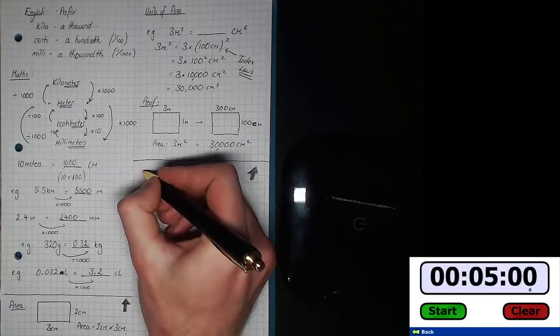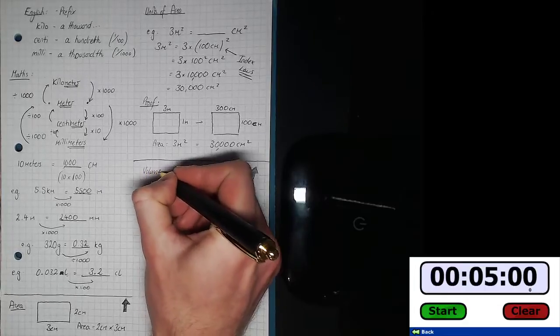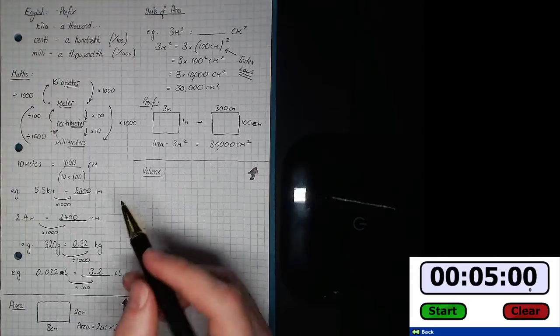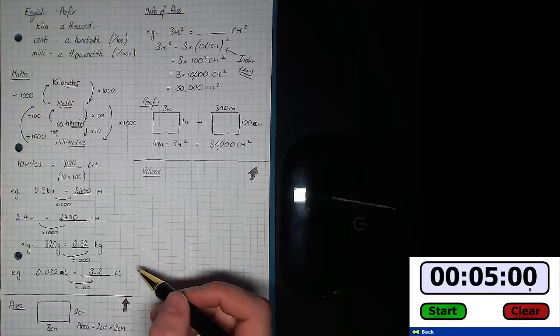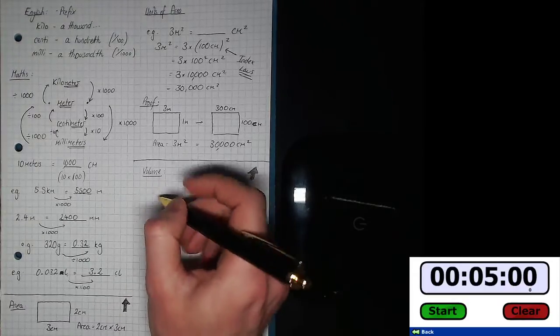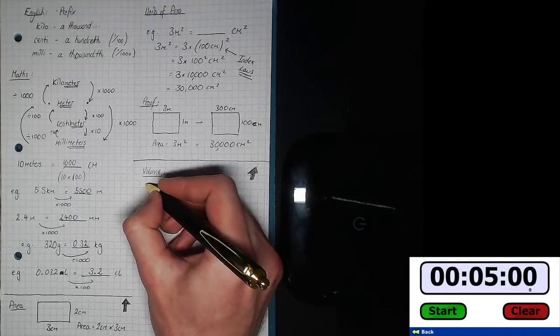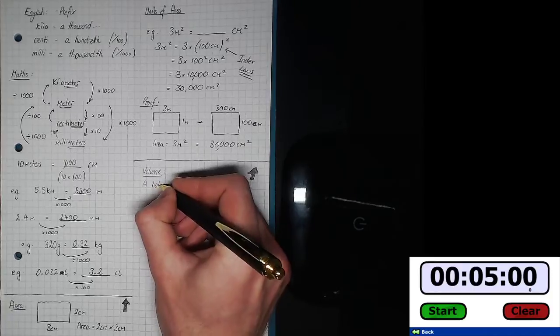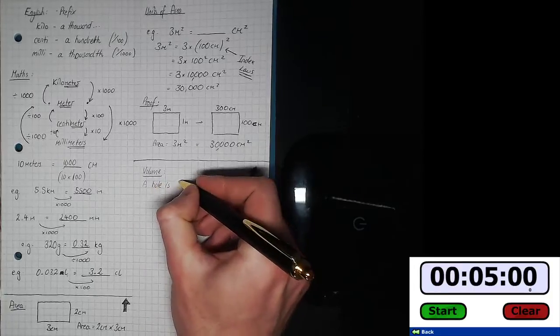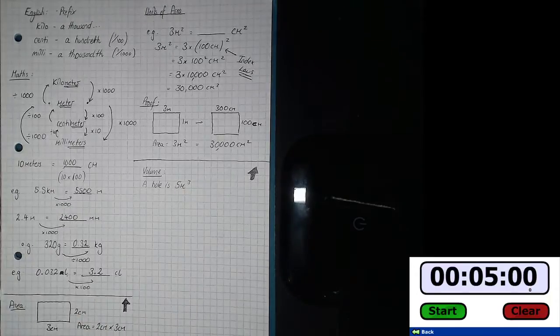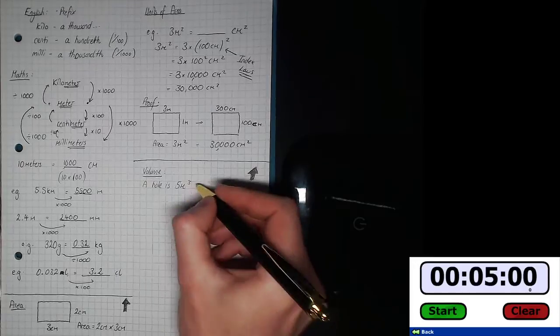We're going to think about volume. Now, let's say we have a hole in the ground that is 5 meters cubed. Okay, so it's a reasonable hole.